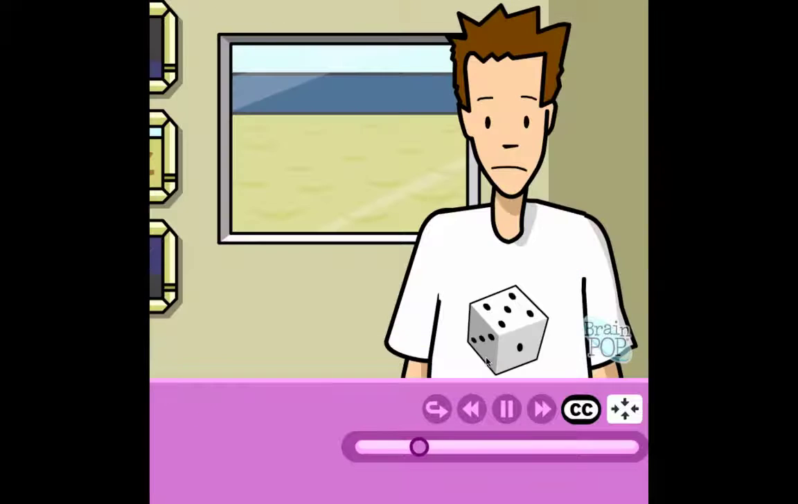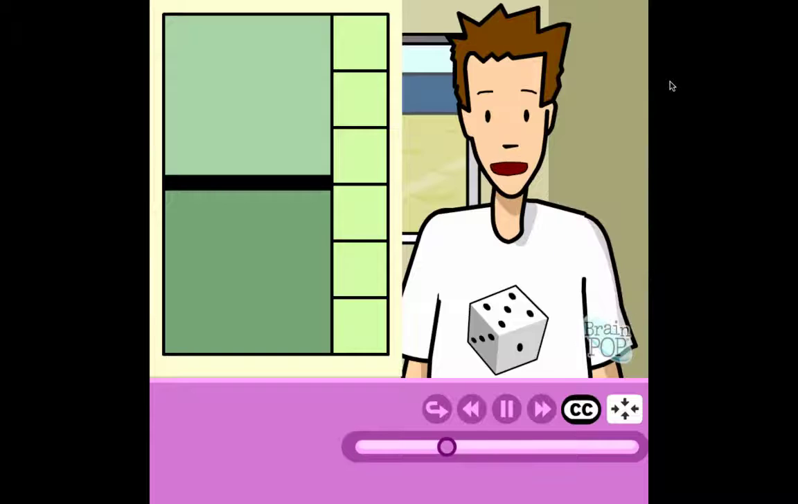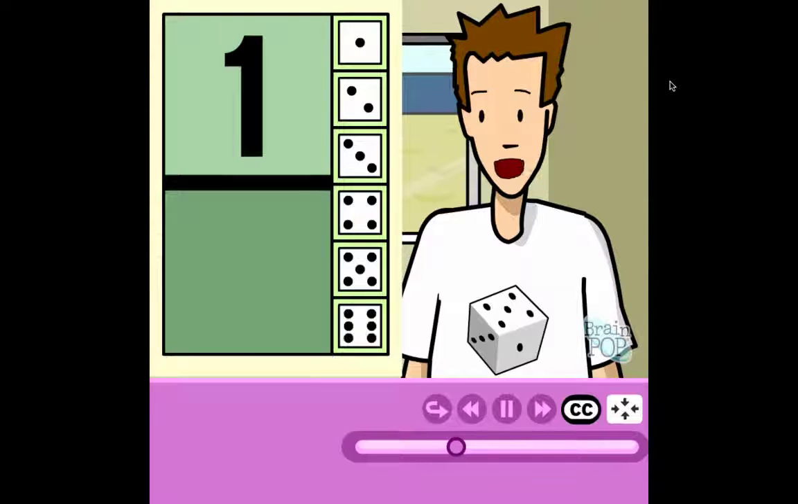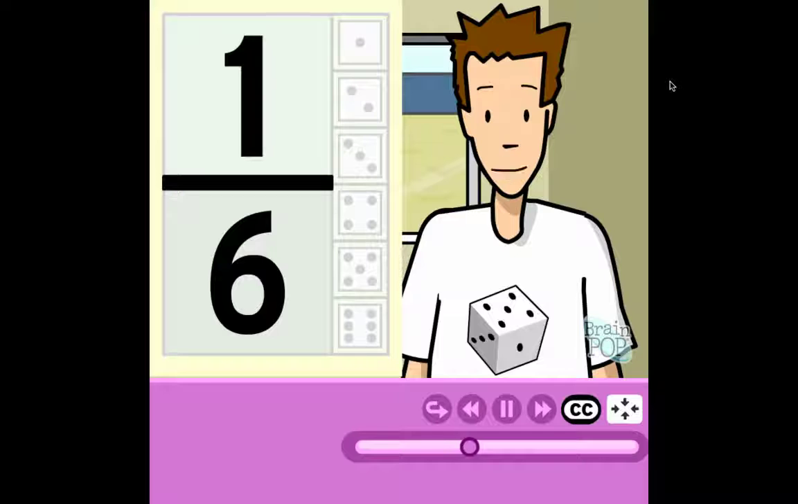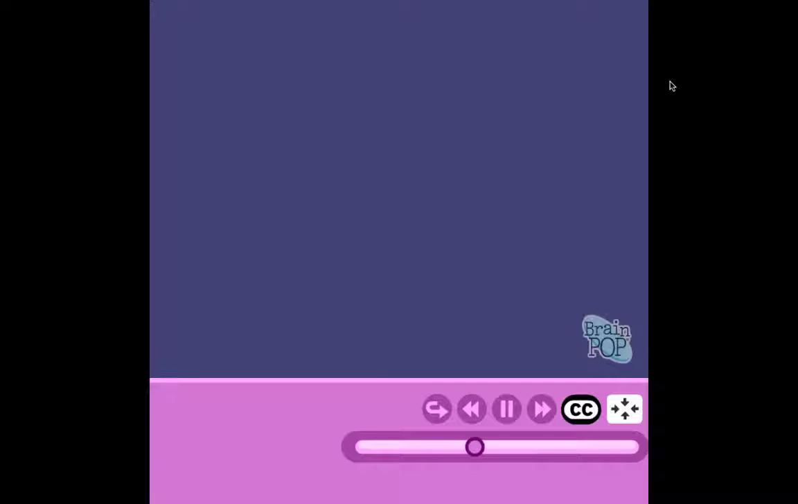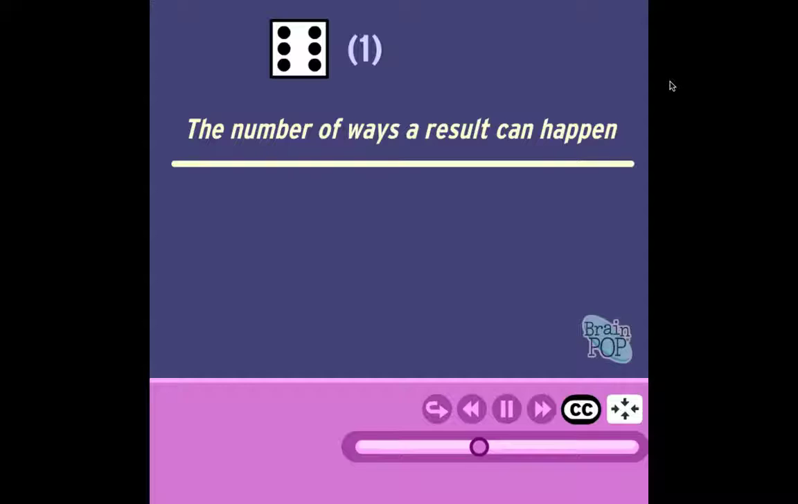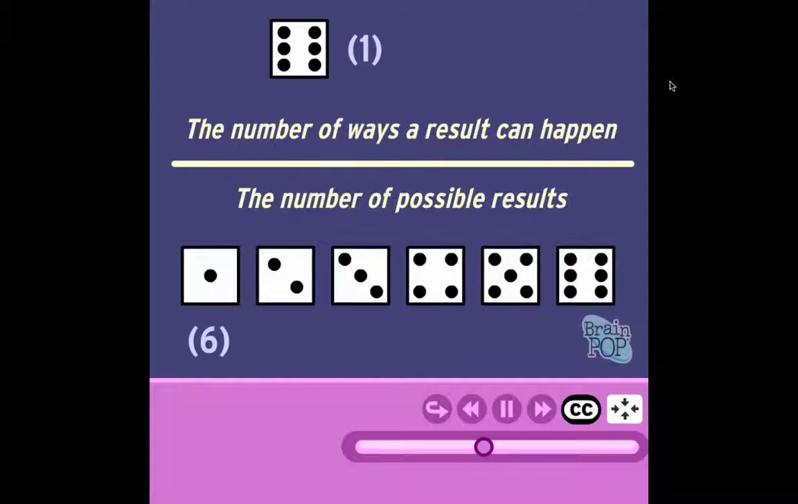Anyway, to find the probability of rolling a 6, we need to compare the number of ways to roll a 6 with the number of possible outcomes from rolling a die. There's only one 6 on this die, so the number of ways to roll a 6 is 1. The die has 6 sides, so there are 6 possible outcomes each time you roll. So the probability of rolling a 6 is 1 in 6. That's one way to express a probability, the number of ways a result can happen over the number of possible results.